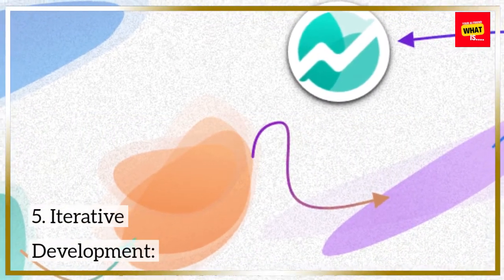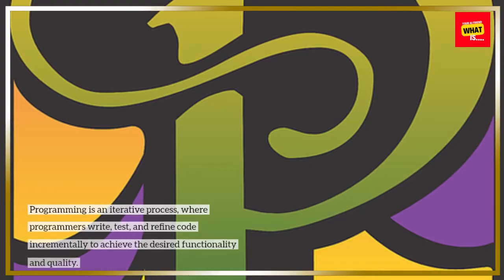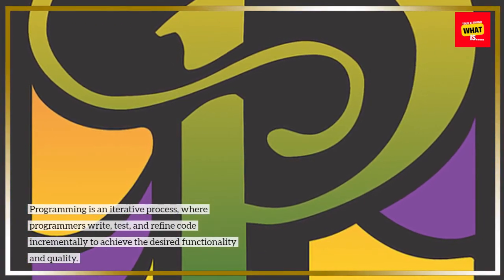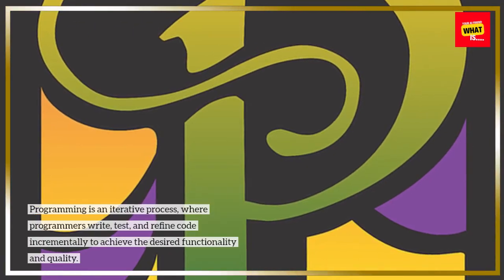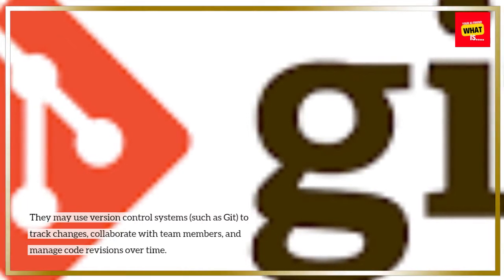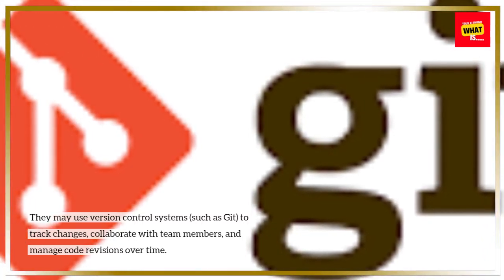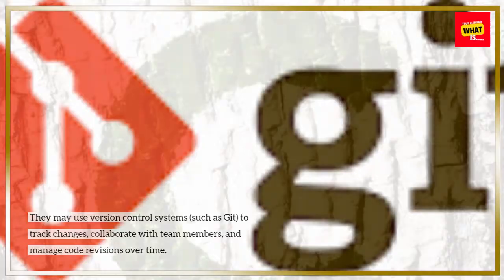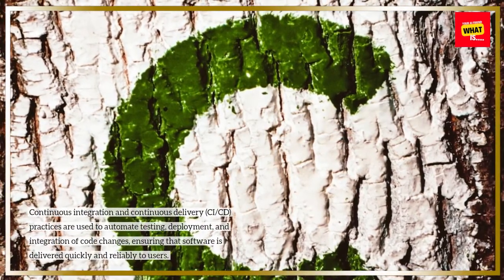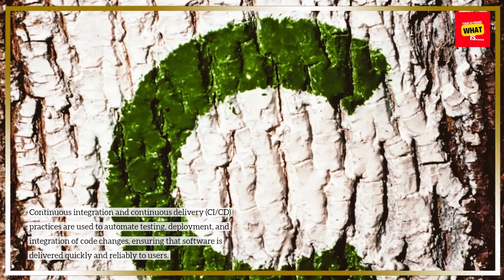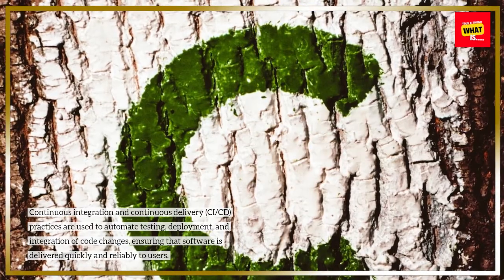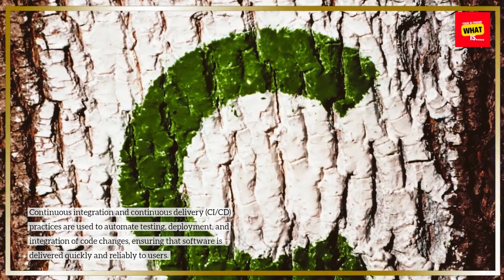5. Iterative development. Programming is an iterative process, where programmers write, test, and refine code incrementally to achieve the desired functionality and quality. They may use version control systems, such as Git, to track changes, collaborate with team members, and manage code revisions over time. Continuous integration and continuous delivery, CI/CD, practices are used to automate testing, deployment, and integration of code changes, ensuring that software is delivered quickly and reliably to users.